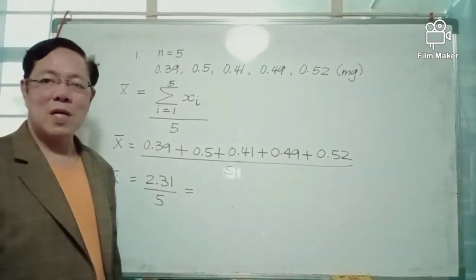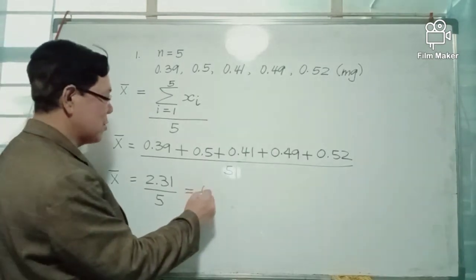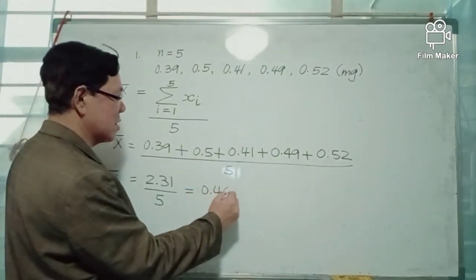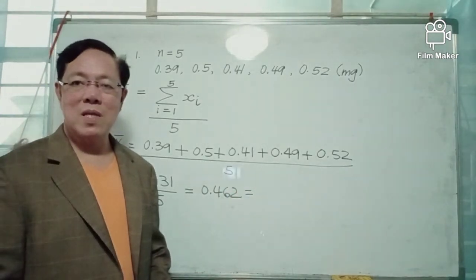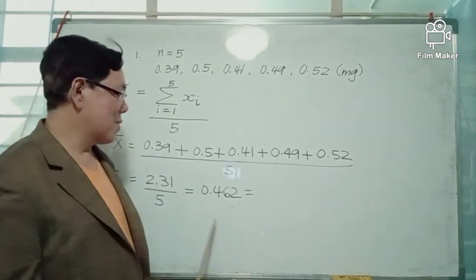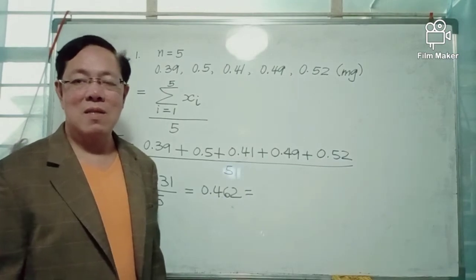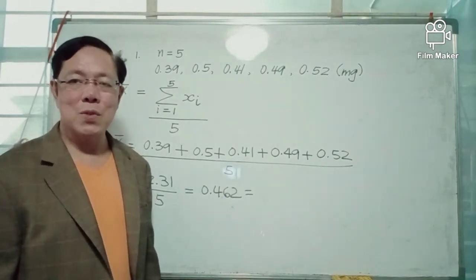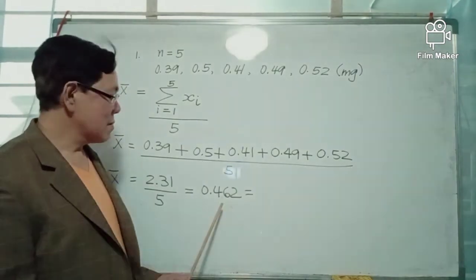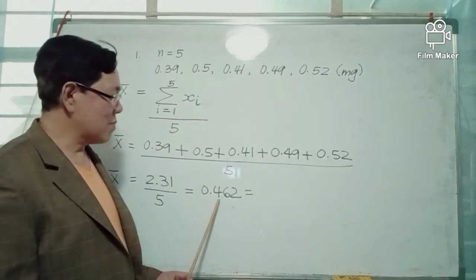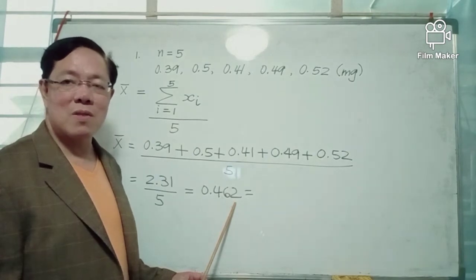Again, using your calculator, you divide 2.31 divided by 5, and you should get 0.462. Now, it is customary that we express our final answer. If the final answer is in decimal number, it is a common practice to express the final answer to 2 decimal places. If we are to round this off to 2 decimal places, after the decimal point, you count 2 decimal places, and the third digit is the number to be rounded off.